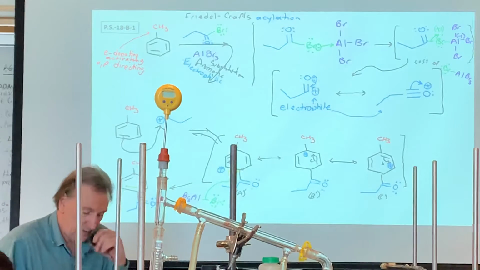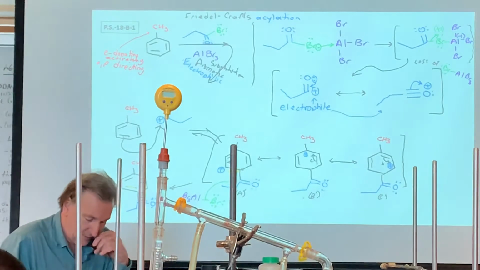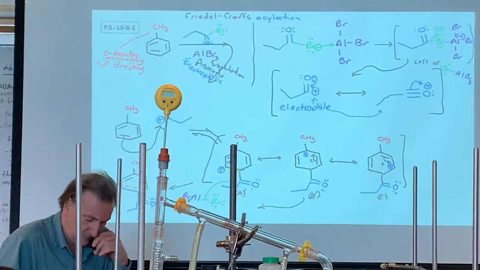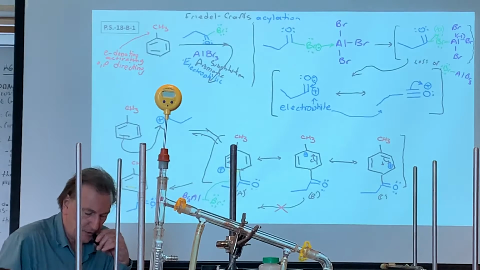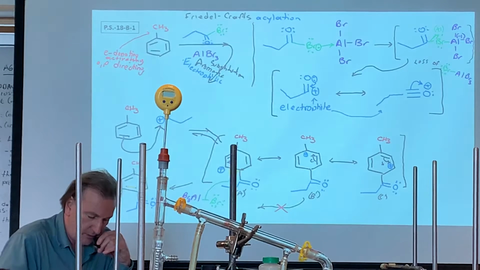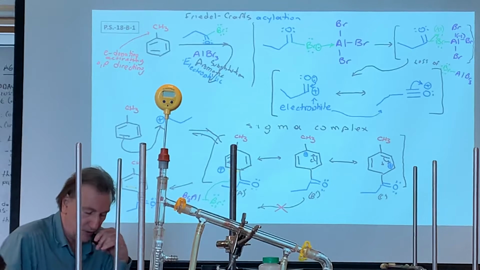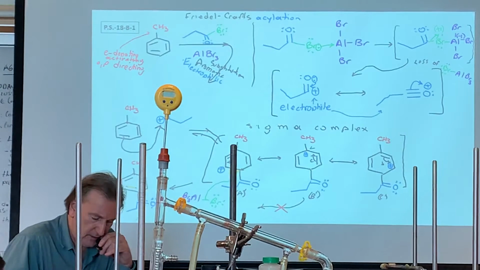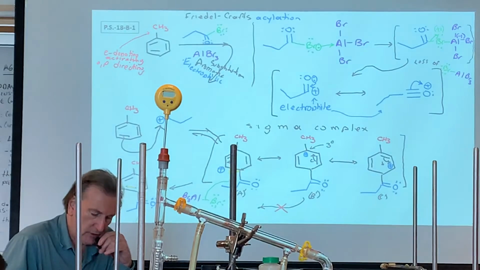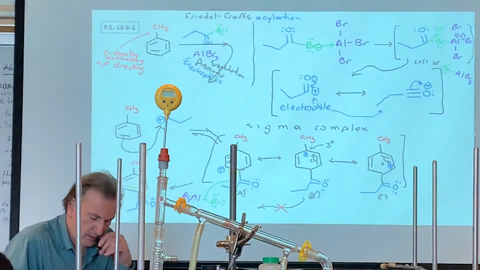Now, can I use B to get the same thing? No. The middle structure is there to show us the sigma complex, which is all three resonance structures, and is stable because of the resonance. Now, one important thing here is this is tertiary, and then this is secondary, and then this is secondary.